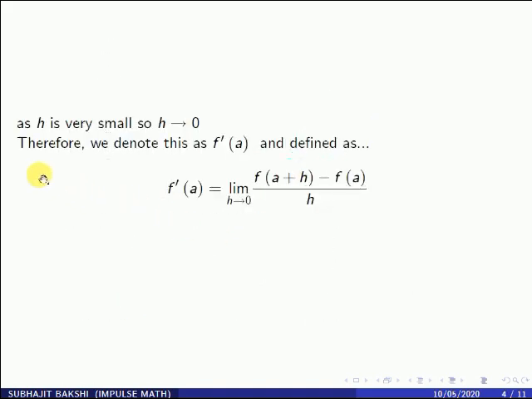Now if we consider this interval to be very small, that is h tends to 0, then we denote this as f dash a, and define f dash a equal to limit h tends to 0, f(a plus h) minus f(a) by h.